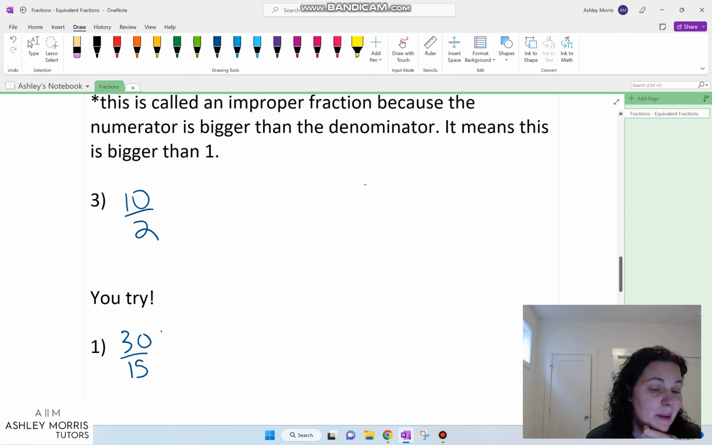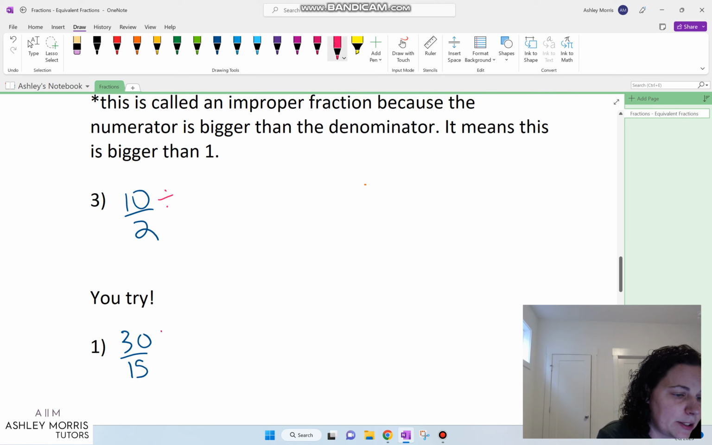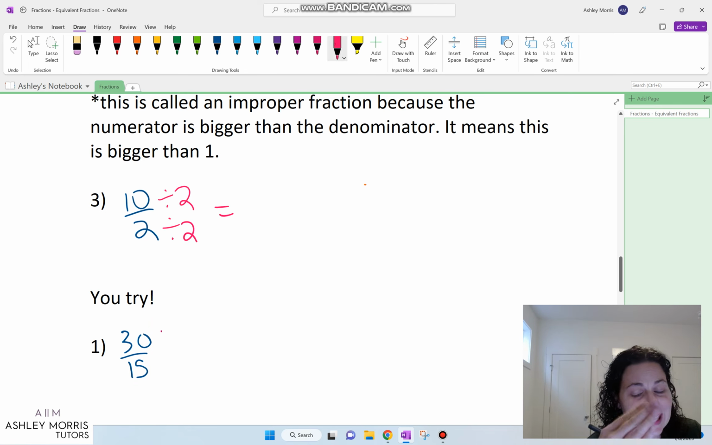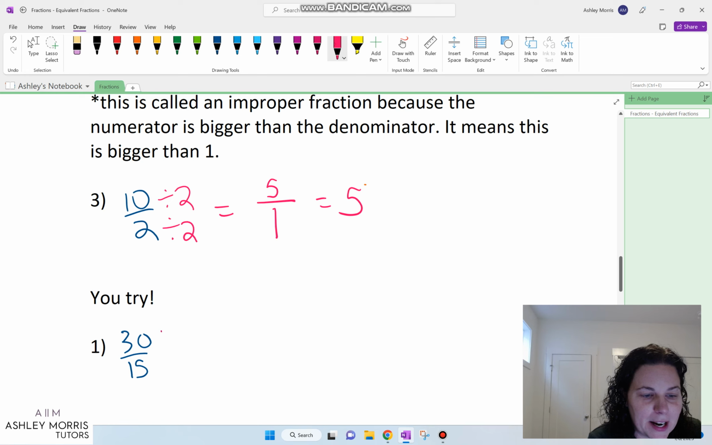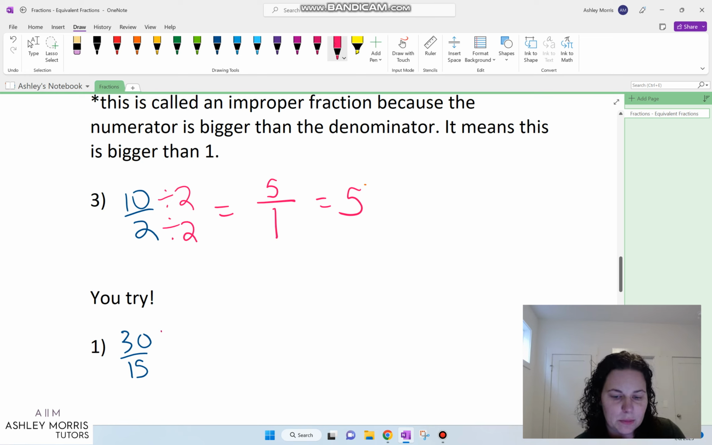Number 3, I'm going to divide this one again. I'm going to divide by 2. Again, you can do whatever you want. You can divide by any number as long as you don't get decimals in your answer, and then you can multiply by any number too. 10 divided by 2 is 5. 2 divided by 2 is 1. Ooh, these are improper fractions too. 5 over 1, that's not wrong, but we're going to write that as 5. If there's a 1 on the bottom, 5 divided by 1 is 5. We don't need to write that 1 on the bottom.